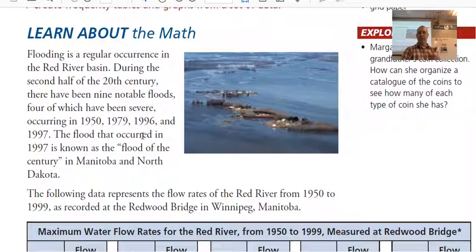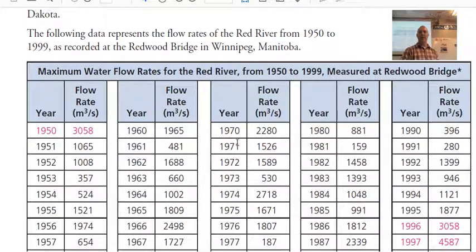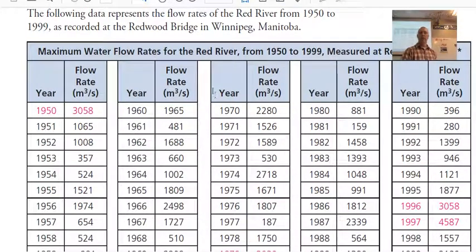And I believe since the publication of this book, just a number of years ago, there was another notable flood just a few years ago in the same area. So it's fairly susceptible. So the following data, this big mess of data that I referred to earlier, represents the flow rates of the Red River from 50 to 99. So flow rates, and the units are cubic meters per second.